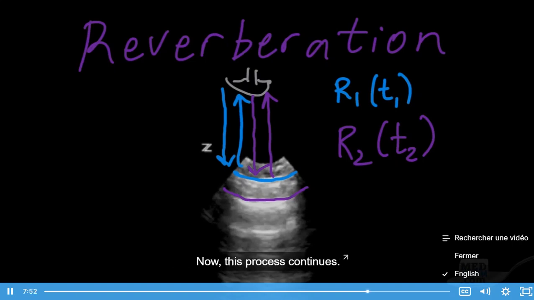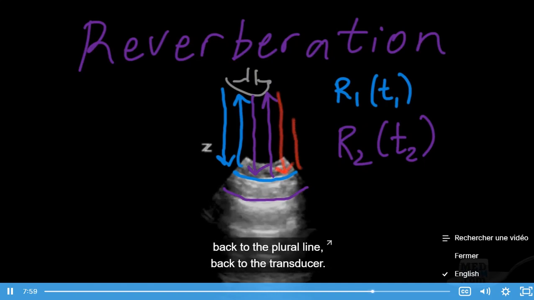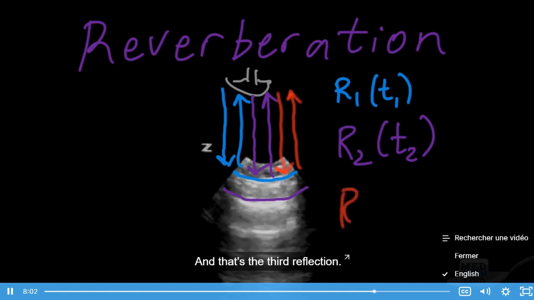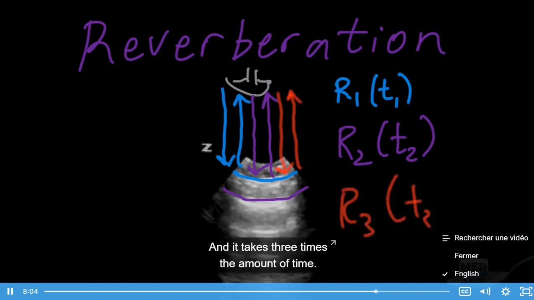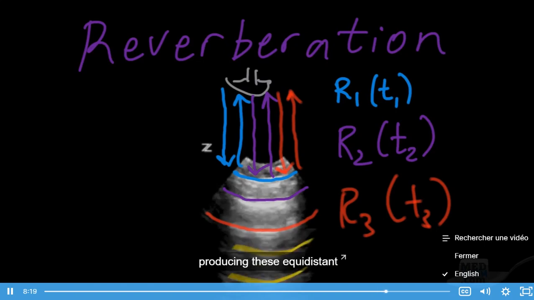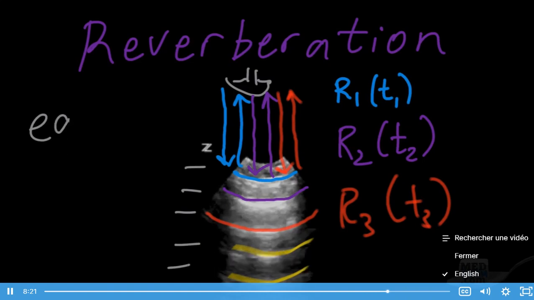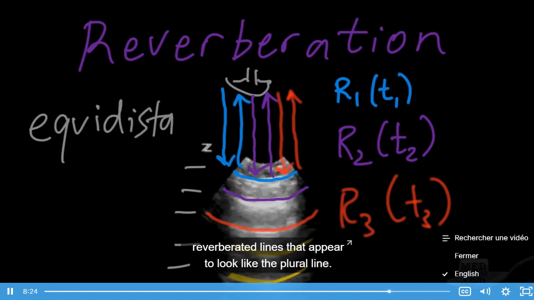Now this process continues. This sound wave, the second reflection, is reflected back off of the transducer again, back to the pleural line, back to the transducer. And that's the third reflection, and it takes 3 times the amount of time. And so the ultrasound machine says, oh, well, it's a line 3 times the depth of the original line. And then this process continues and continues, producing these equidistant reverberated lines that appear to look like the pleural line.